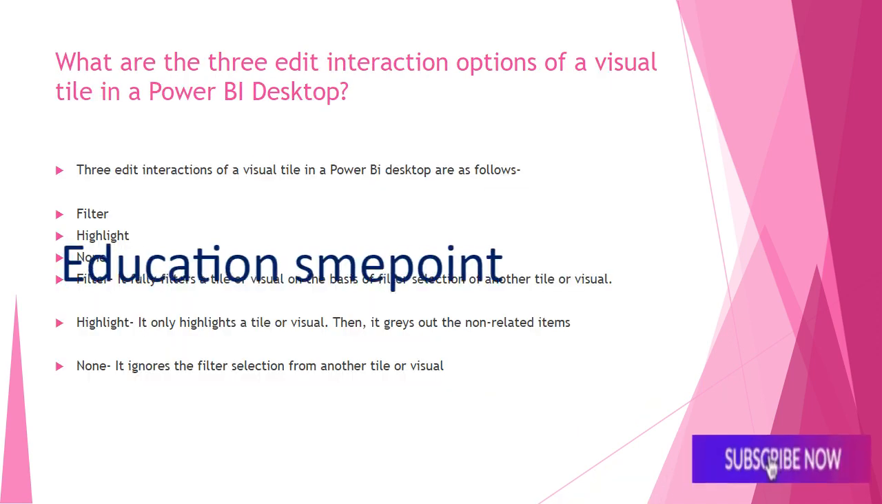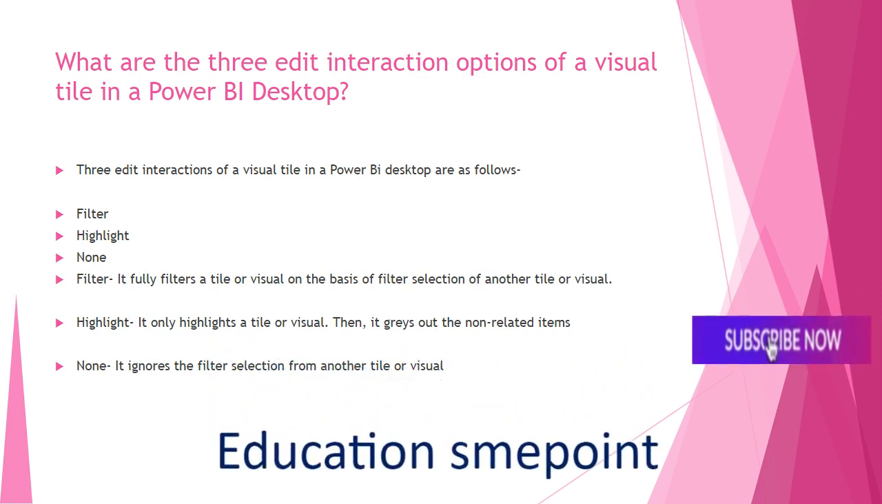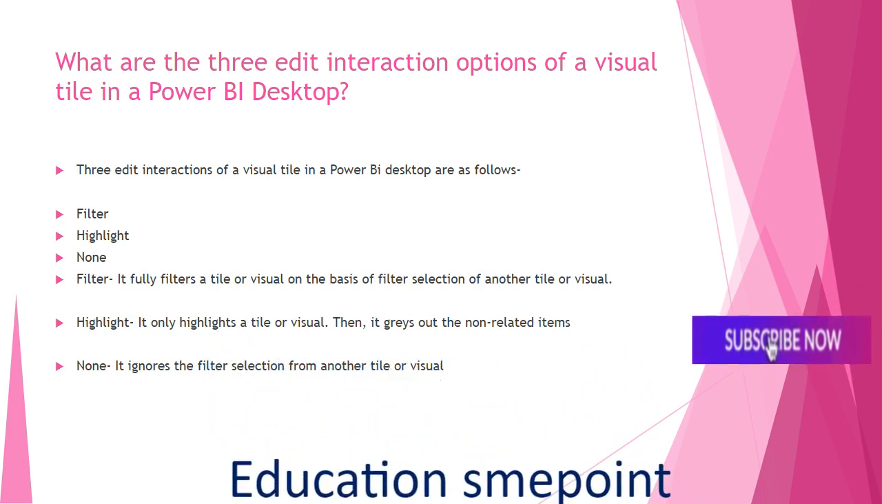What are the 3 edit interaction options of a visual tile in Power BI Desktop? The 3 edit interactions of a visual tile in Power BI Desktop are as follows: filter, highlight, none. Filter: it fully filters a tile or visual on the basis of the filter selection of another tile or visual. Highlight: it only highlights a tile or visual. Then, it grays out the non-related items. None: it ignores the filter selection from another tile or visual.